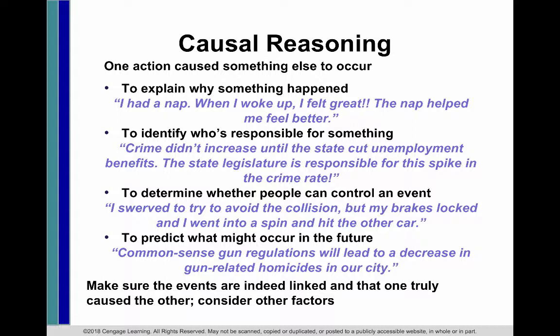Also, it's hardly ever the case that a single event is the sole cause of another event. Even if there is some connection between the two events, there might also be other factors at play. Here's where qualifying your claim can come in handy.